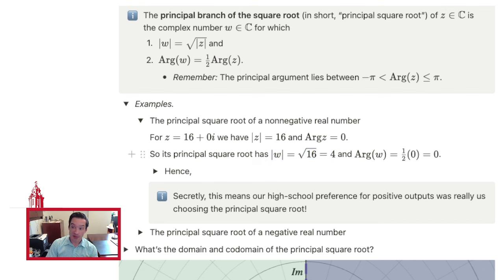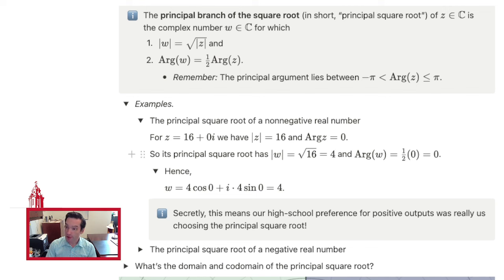And we cut the argument in half, but the principal argument was 0, and you cut that in half and you get 0 again. So the principal square root has modulus 4 and principal argument 0, and so in rectangular coordinates, it's 4 cosine 0 plus i times 4 sine of 0, and that's 4. So the principal square root of the complex number 16 is the complex number 4. What that means is that the way we prefer to define the positive square root of a real number in high school agrees with our choice of the principal square root of a positive real number when we're in the complex plane.